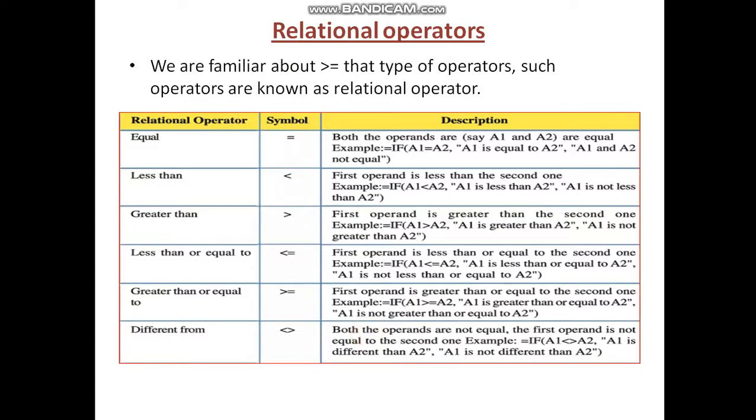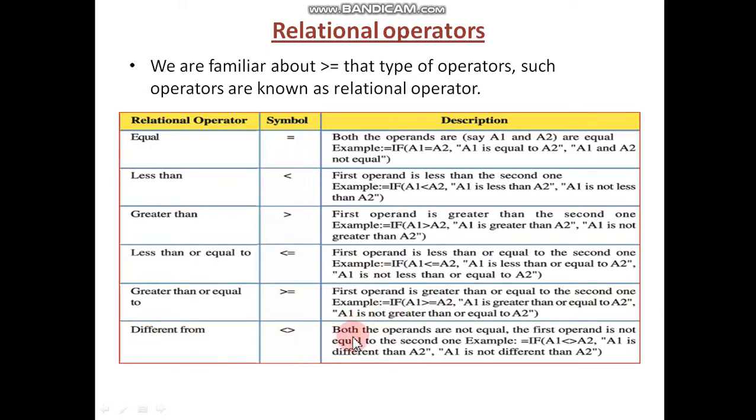Next, after the statistical functions, there are some relational operators. We are familiar with these types of operators. Such operators are known as relational operators. The first relational operator is equal, and the symbol is equal. Description: both operands, say A1 and A2, are equal. Example: A1 equal to A2, or A1 not equal to A2. Less than sign, you only need to remember the sign. Then greater than, less than or equal to, greater than or equal to, and different from.